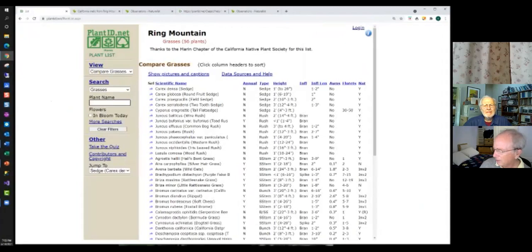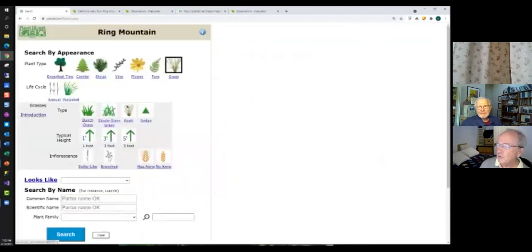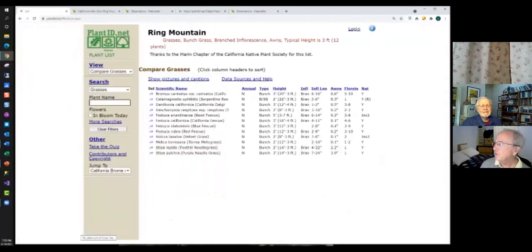This is a perfect example of how PlantID is based on the hard work of hundreds of people. They've all made contributions like you have. And then I can build off of that with this other database information. So let's go back to searches. And we'll start by doing a search of a bunch grass of average height, branched inflorescence, and with awns. And now we'll do a search. And we'll see that there are 12 possible grasses.